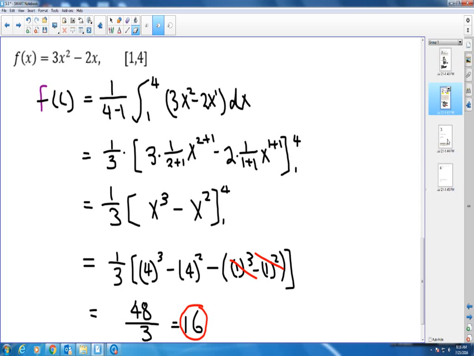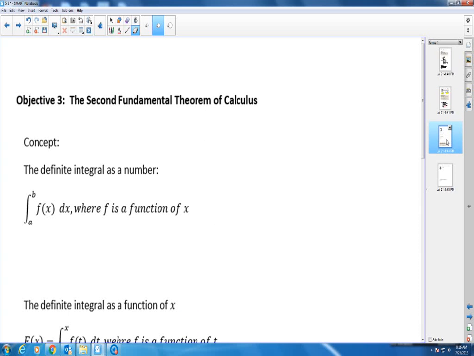Let's take a look at what we call the second fundamental theorem of calculus. This is a little bit strange. We've been evaluating our integral from a to b with respect to x, so the definite integral as a number. My final answer is always going to be a number when I take an integral of my function and evaluate from a to b. So this function f is a function with respect to x.